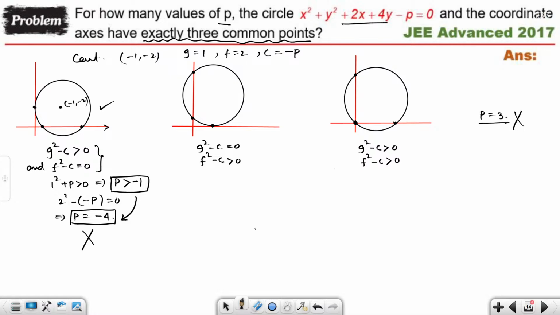Is it clear? Now let us check whether the second condition is fulfilled or not. If initially you had written that the total number of values of P will be 3, then you will be wrong. You can understand why it is so, because it is not satisfying the first condition. That is why you should be very careful while solving JEE Advanced questions. G square minus C equals 0. It means 1 minus of minus P equals 0.